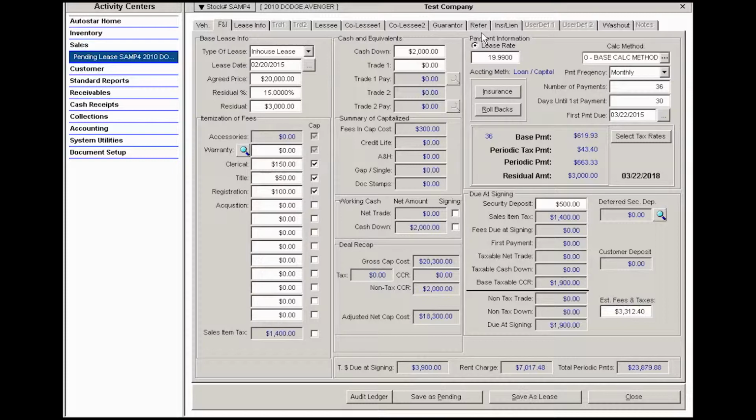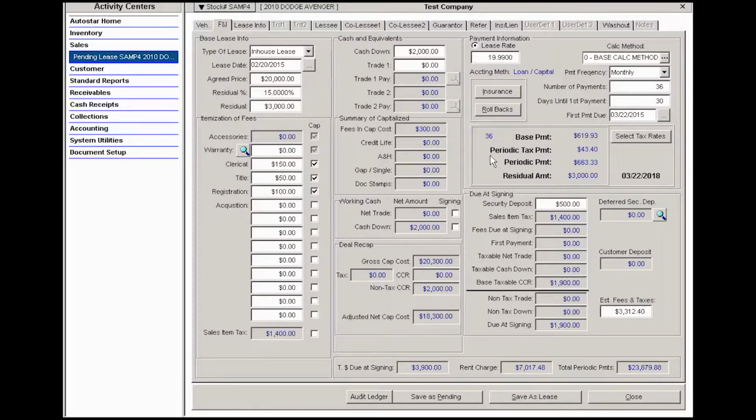At the top right of the screen, you have your payment information section. If you set up your company defaults, then your lease rate will be populated here, and your payment frequency and number of payment defaults would also be available here. You can edit those if necessary. And then here you see the actual payment information. So I have 36 base payments of $619.93.